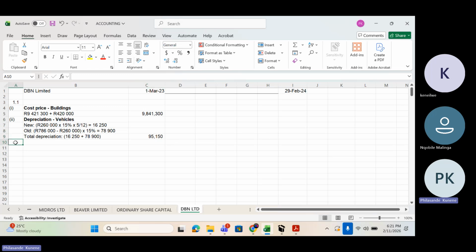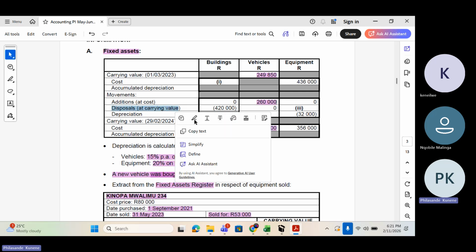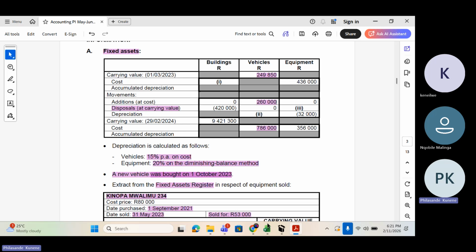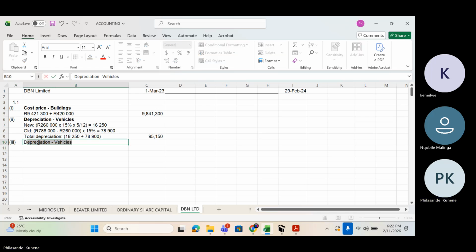Then now if I go to Roman figure 3, what do they want me to do there? We need a disposal at carrying value for what? For equipment, right? We need a disposal at carrying value for equipment. Remember what you need to do here. You just need to calculate the carrying value of the asset disposed.